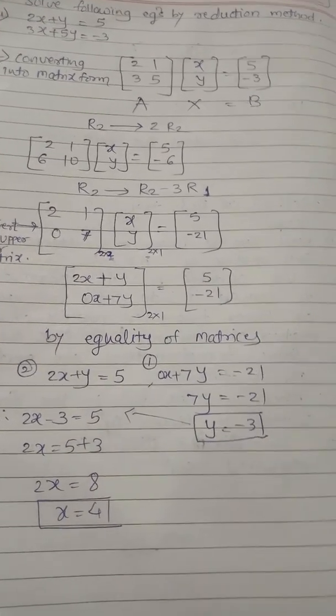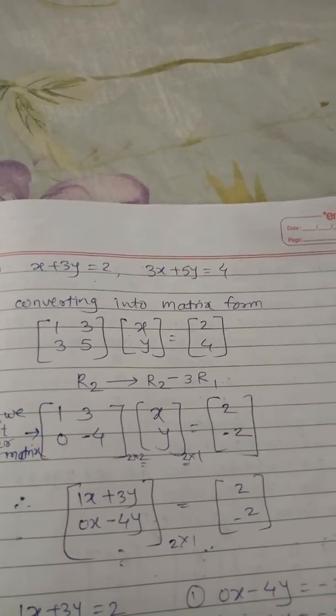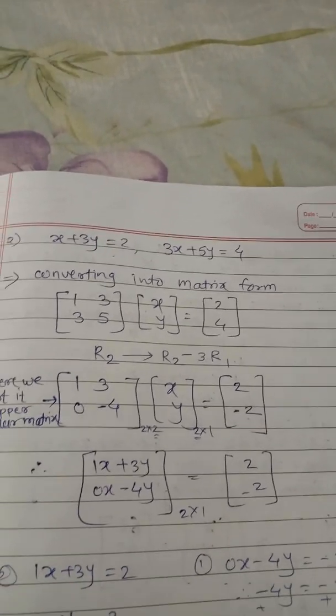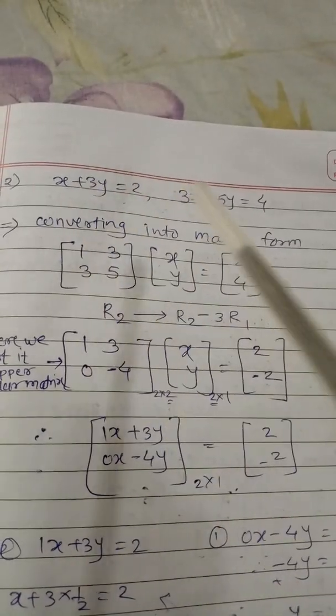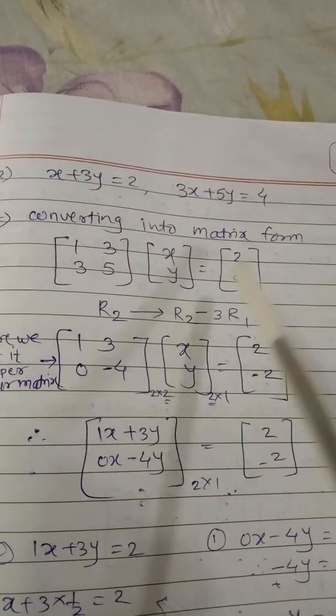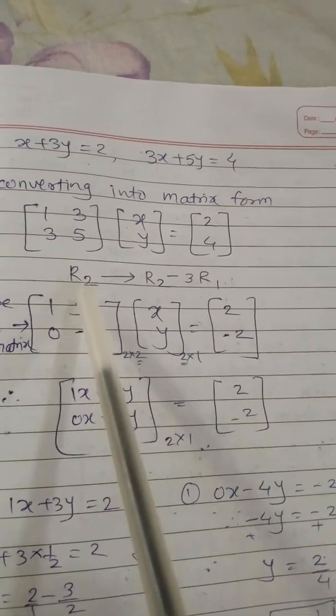So here is the solution of these two simultaneous equations, that is x = 4 and y = -3. Now the second example from the same question, that is x + 3y = 2 and 3x + 5y = 4. Again we have to convert it into matrix form, that is [1 3; 3 5], x y the variables, and the constants 2 4.